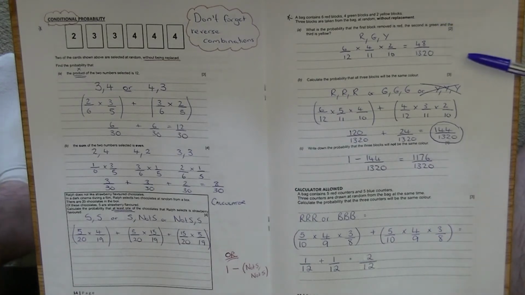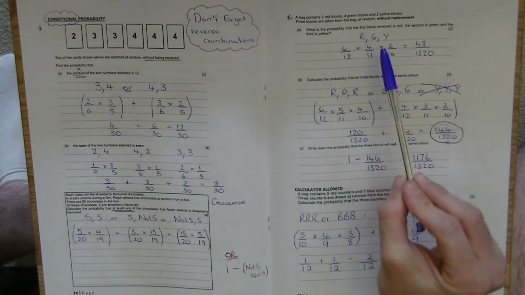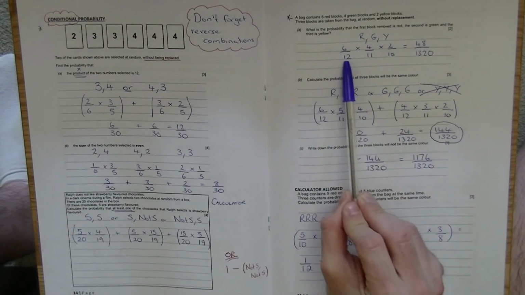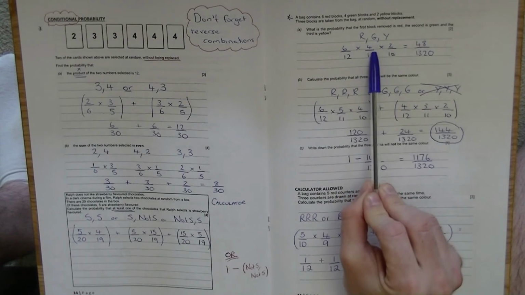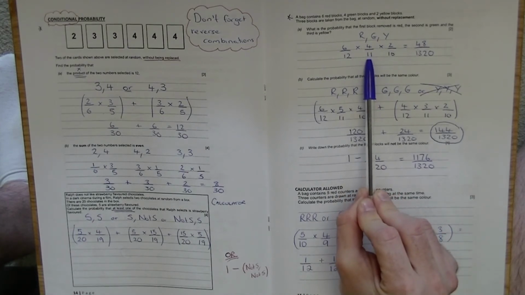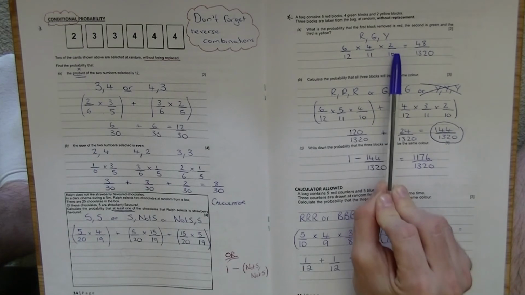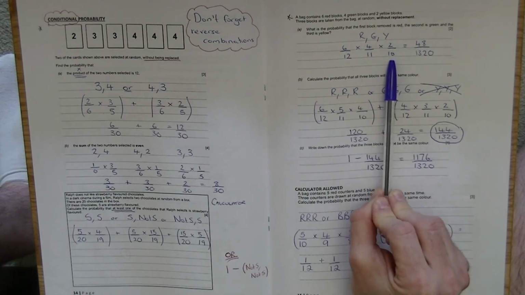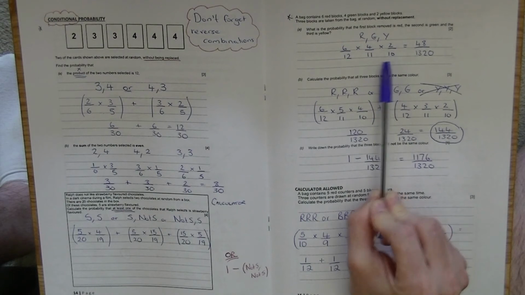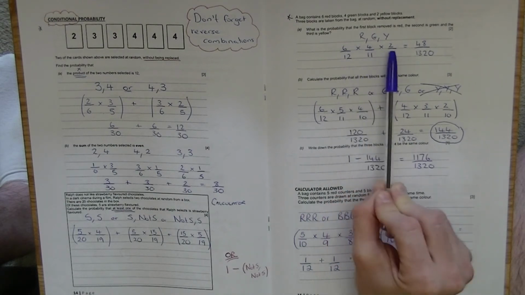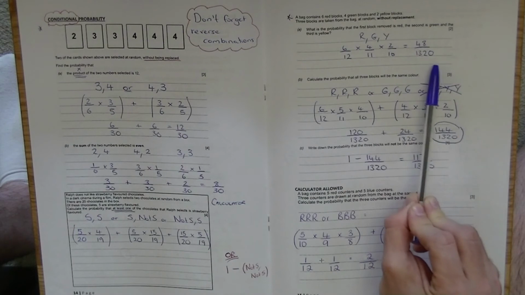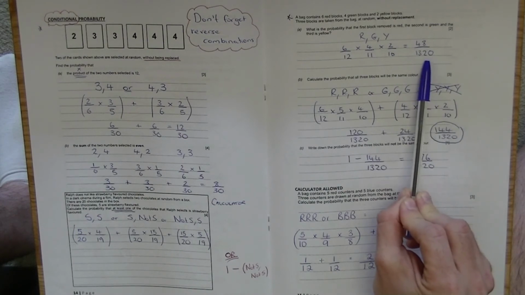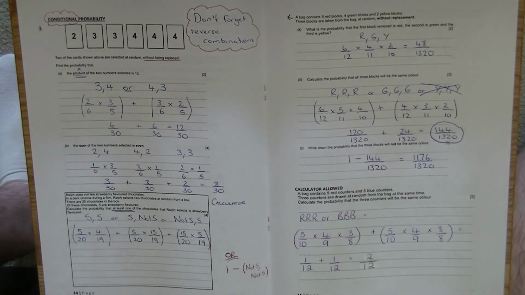Question 1 here is a very specific order. First block removed is red, second is green, third is yellow. So it must be in that order: red, green, yellow. 6 out of 12 are red. 4 out of, 1 block less now, are green, 11. Okay, and then 2 out of, and again 1 block less again, so we're down to 10 blocks now. 2 out of 10 are then yellow. Multiply them all. 6 times 4 times 2 is 48. 12 times 11 times 10 is 1,320.